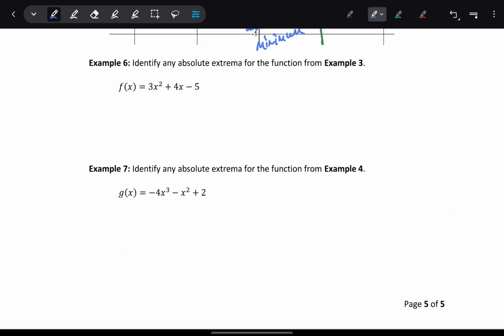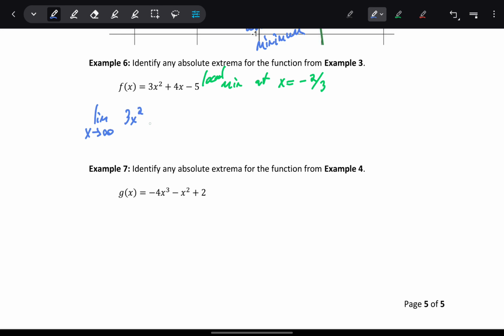Let's look at how that plays out in a couple of examples and how we would determine that from the function. In example 6, we want to identify any absolute extrema for the function from example 3. In that problem, we ended up determining that we had a local minimum at x equals negative 2/3. The question is, does that function take on any function values smaller than negative 2/3, or is that the smallest overall function value? In order to determine that, we'll consider the end behavior of the function.